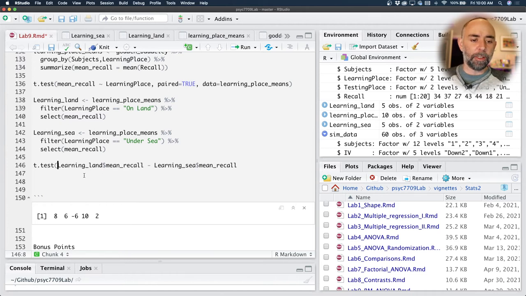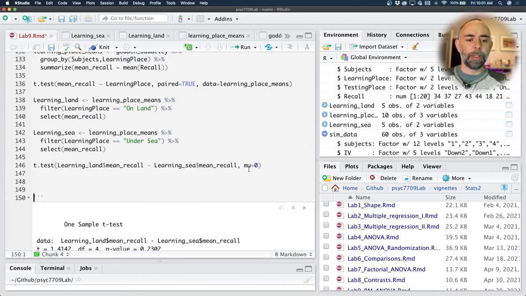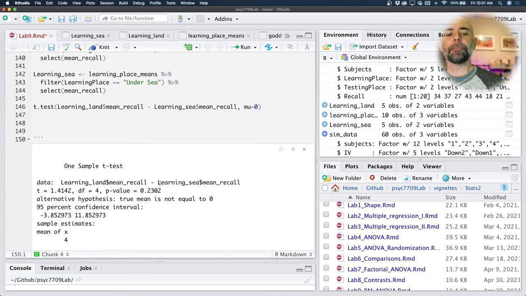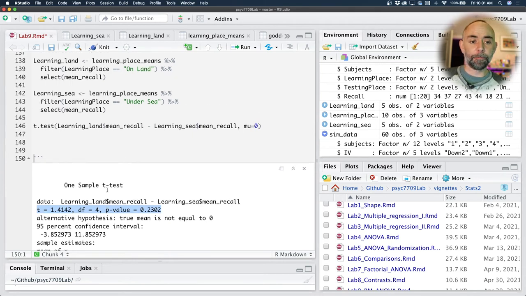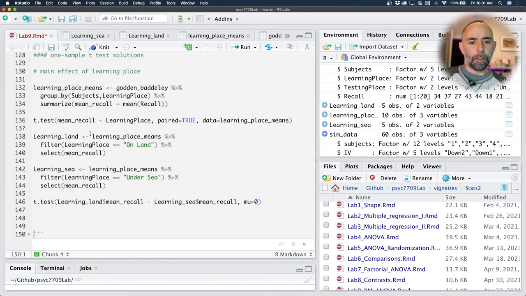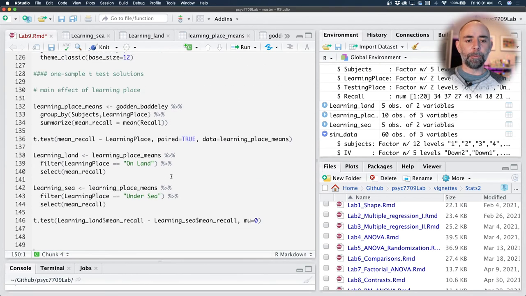Now, if we put these into a t-test, it's a single vector, and we're testing the hypothesis that there are no differences. We could, if we wanted to, set mu to zero, but that will give us our one sample t-test. And notice we're getting the same values as we got before. All right, so this is a way to demonstrate we can do the main effect of learning place as a one sample t-test. So let's do this for the main effect of testing place.